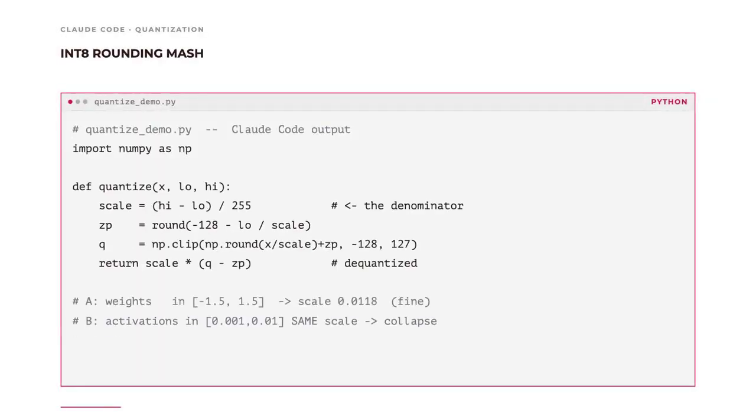The mapping is one line: q equals round of x over scale, plus the zero point, clipped to the int8 range. Scale is the range divided by 255. The whole story is in that denominator. One scale, calibrated on the wide tensor, applied to the narrow one.